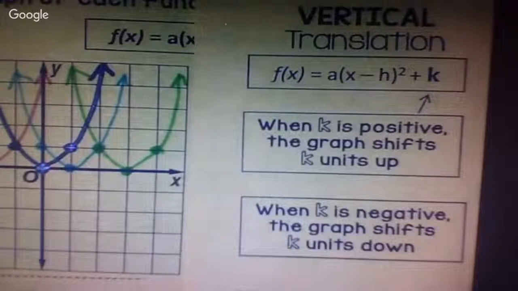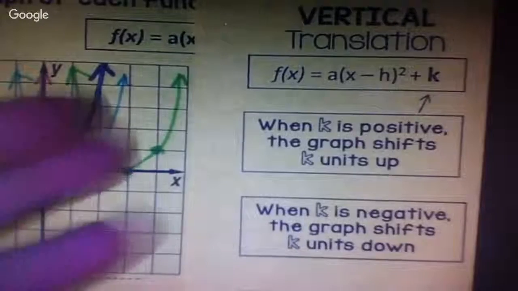So H was opposite of what you saw. In other words, if I have X minus 4, it moved it opposite. It moved it to the right. But this plus 3 will move it up. So this graph goes up by 3. And you would do them together. So let's open this up.